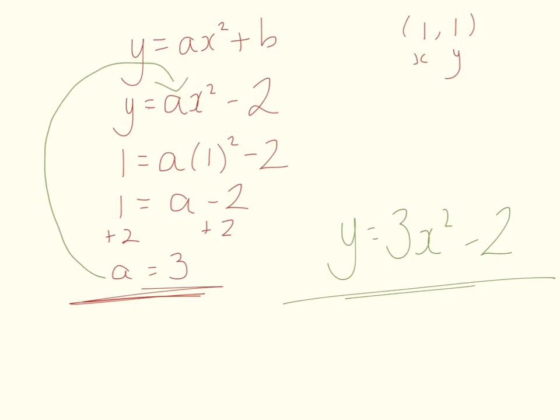One thing to note here, if we think back to a parabola, it was a happy parabola. So that means that we should expect this number here to be positive, which it is. If we got a negative number here, that would be incorrect.